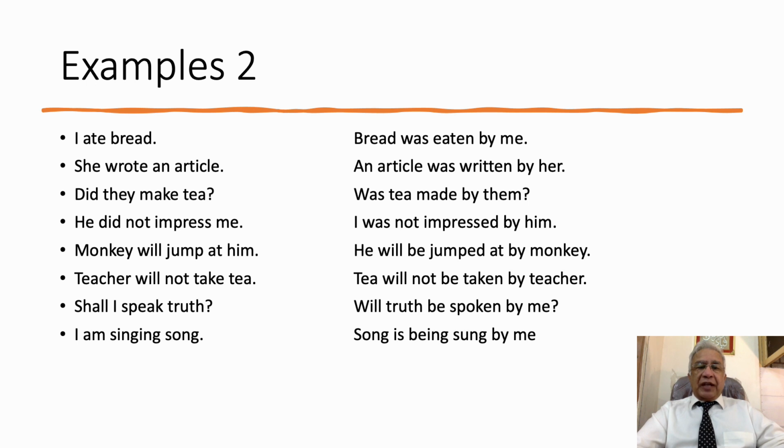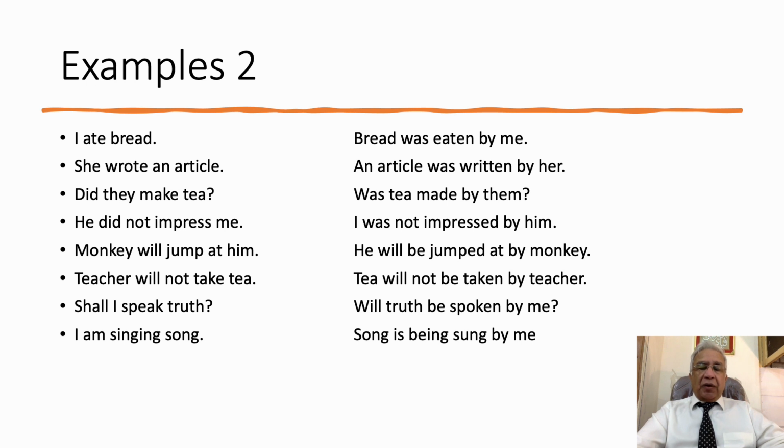So the next sentence is, "Shall I speak the truth?" This is also a question sentence, so that is why the modal will be put forward, put before, as it is in the active. Same will be done with the passive. However, the truth as the object should be given the place of the subject in the passive voice. So, "Will truth be spoken by me?"